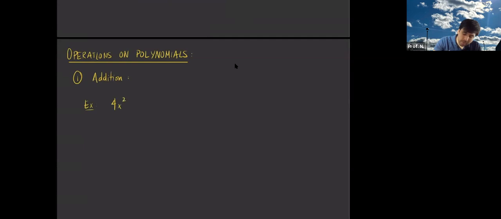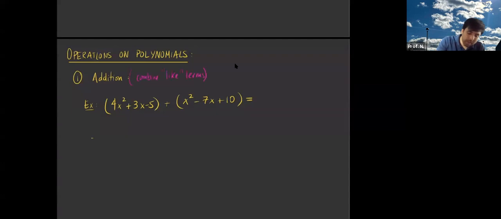So we have 4x squared plus 3x minus 5, for example, a polynomial. And we're going to add this to another polynomial, x squared minus 7x plus 10. And we want to know, what does this equal when we add these two polynomials? You may have heard the expression combine like terms. So when we add, we combine like terms. That's it. Quote unquote, like terms.